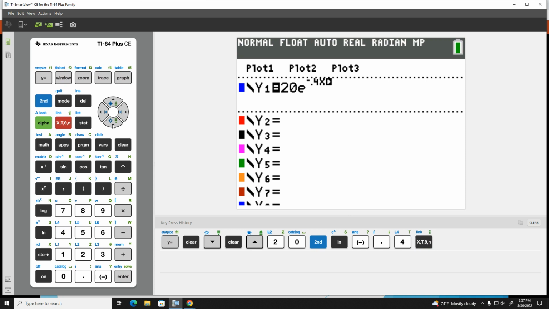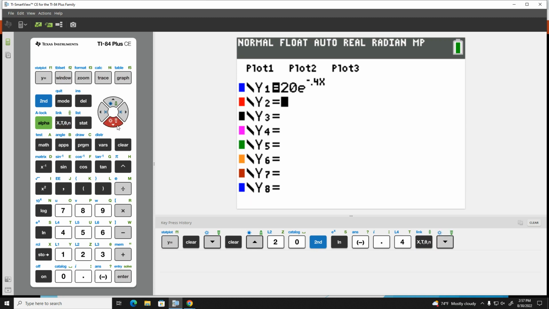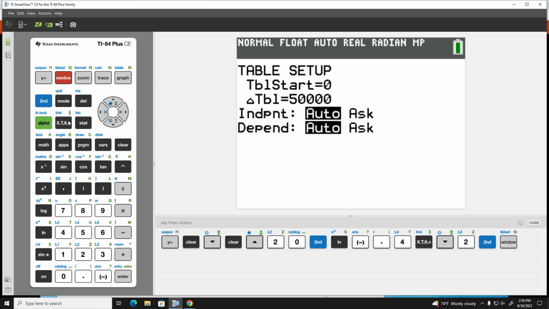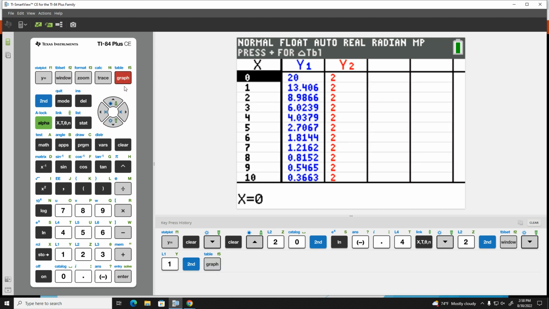My question says, as long as there are more than 2. So 2 is the place where it is no longer effective. So 2 is right on the line, and so I want to graph my second y equals as 2 to find out where that line is. Then I want to take a look at what the values are. So I'm going to go second and window to set up a table. I'm going to start at 0, and I'm going to go up by 1s. I'll use second and the graph button, and this will allow me to look at values.